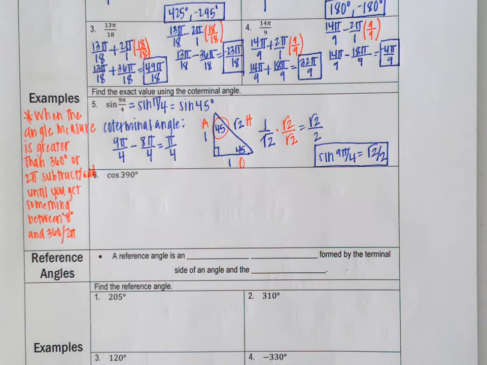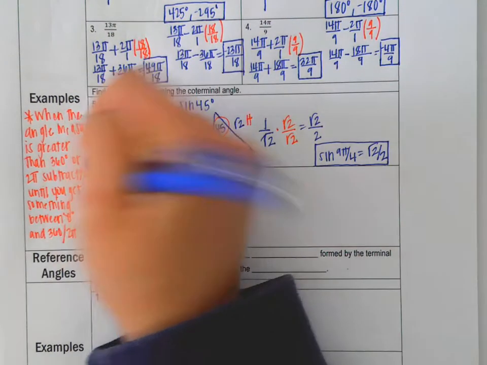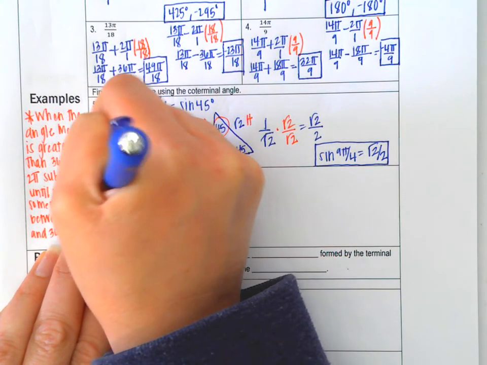So ask away. Okay, so with number 6, what I want you to do is first just figure out on your own what my coterminal angle is.